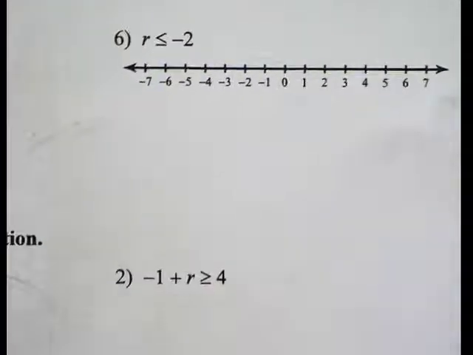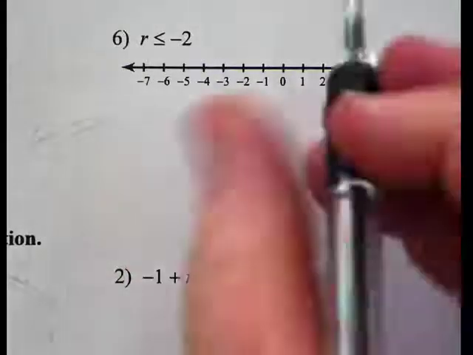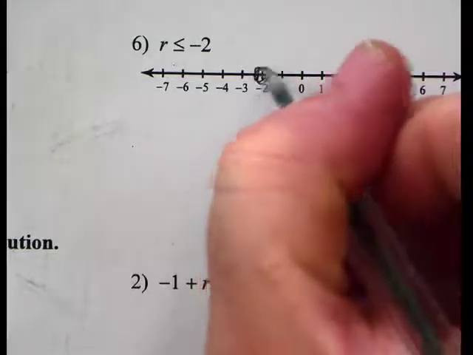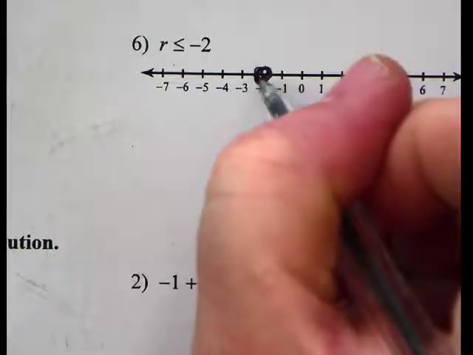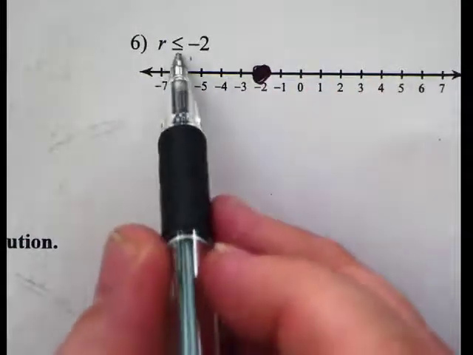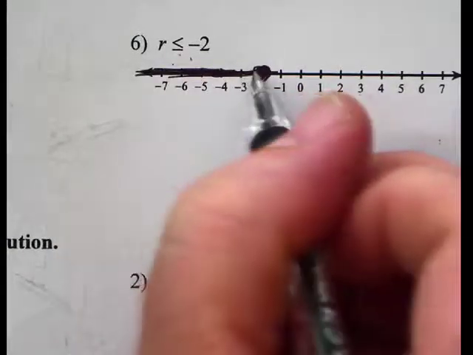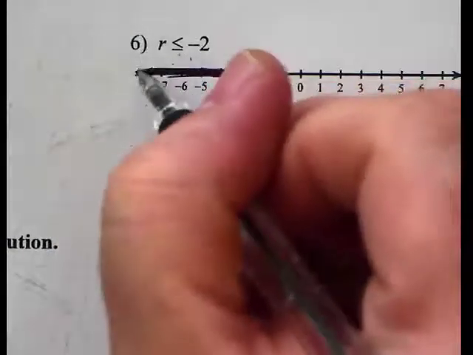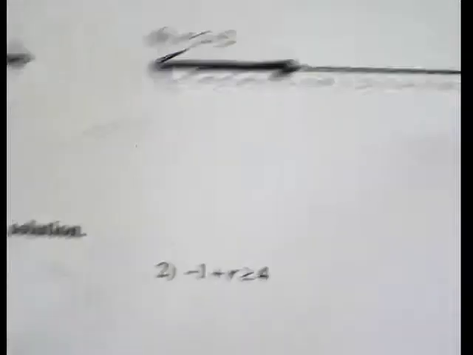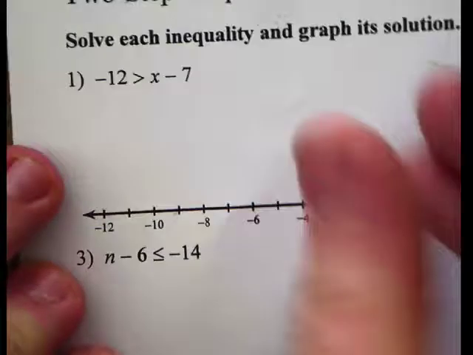And number 6, r is less than or equal to -2. Less than or equal to, which means it includes -2. So I'm going to do a solid circle, and it's pointing to the left, so my arrow will point to the left because I'm shading everything less than that circle. Just like that.